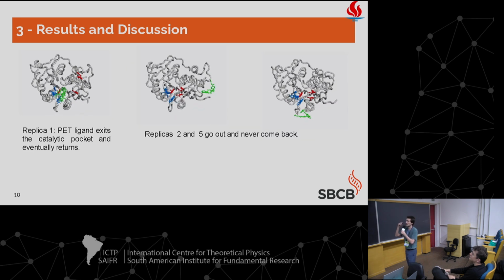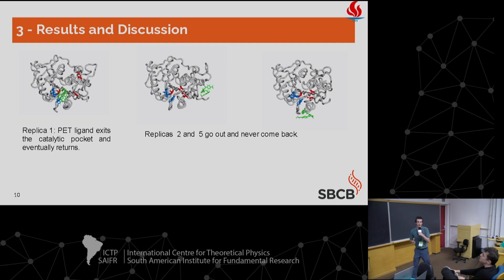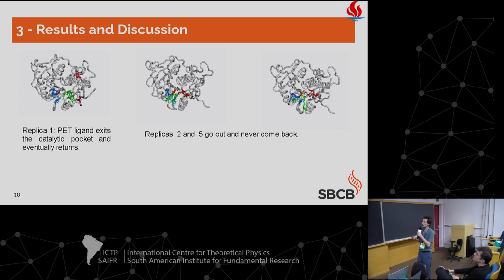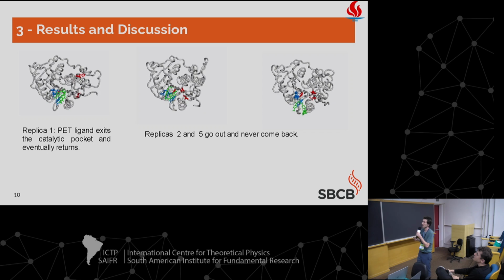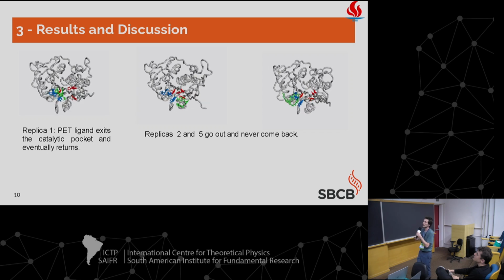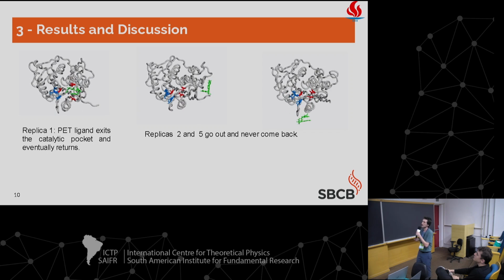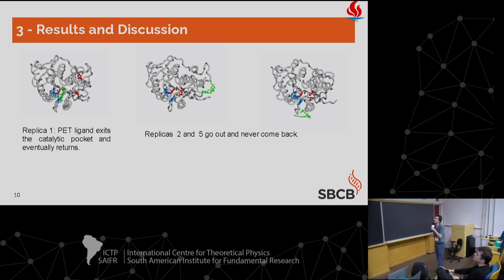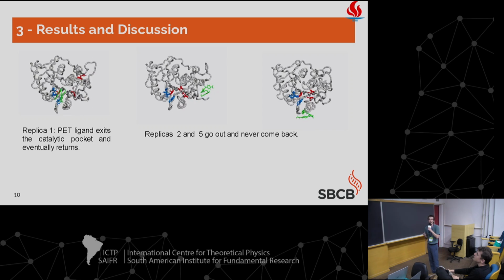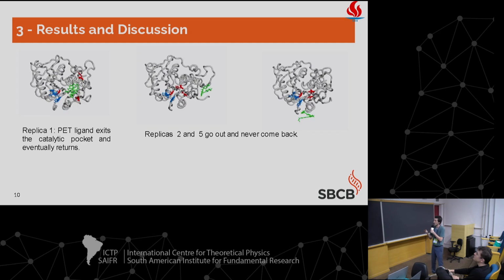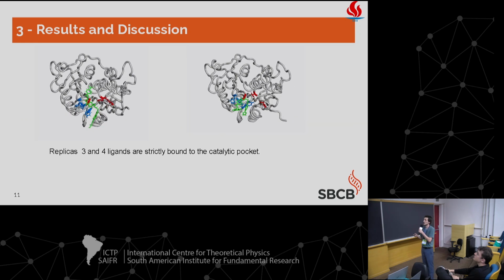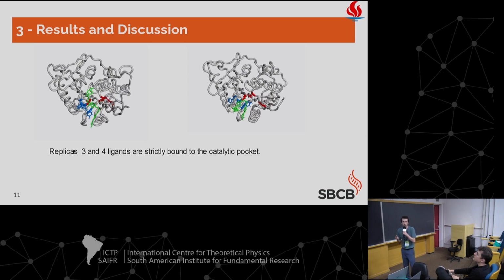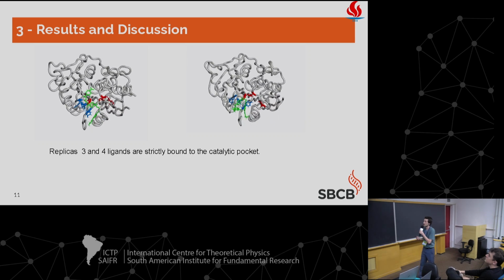This is a video of our replicas with the PET30 bound with the PET molecule. The first one here, we see that the PET molecule stays in the pocket but goes away at some point and then returns. In replicas 2 and 5, the PET molecule goes away from the catalytic pocket and does not return. Then in replicas 3 and 4, the PET molecule stays bound in the catalytic pocket during the whole simulation.